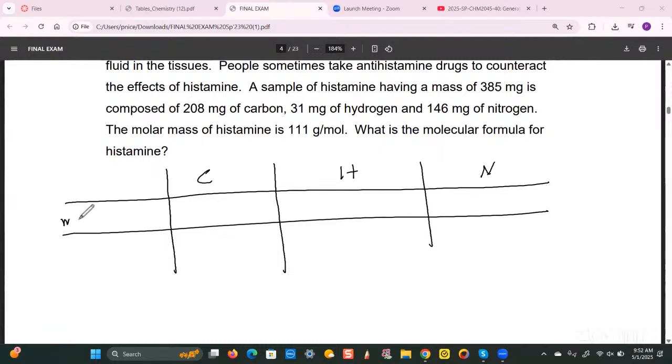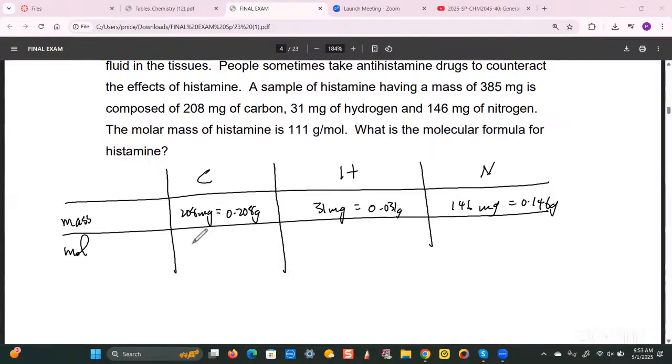So here we're going to record the masses. And for carbon, that's 208 milligrams. For hydrogen, that's 31 milligrams. And for nitrogen, it's 146 milligrams, all right? Then we need to find the moles, right? Now, in this case here, I'm going to express this in grams. So this will be 0.208 grams. This will be 0.031 grams. And this will be 0.146 grams, right?